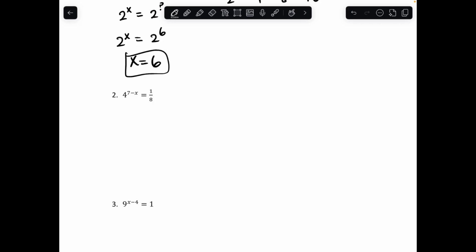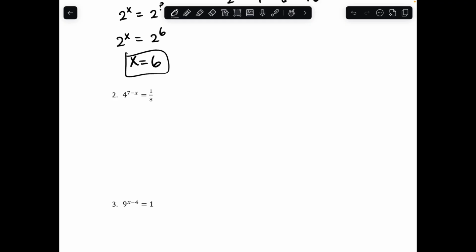Now, number 2 kind of looks like a mess, and it is, but let's go ahead and just try to get things looking as simple as we can. Now, the right side is dealing with a fraction. I don't want to have a fraction in here, so let's go ahead and deal with that. Now, how can I write 8 as a number to a power? Well, the only one that I can really think of is 2 to the third power.